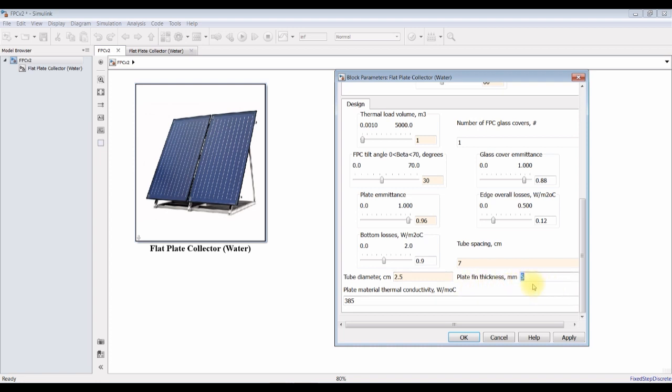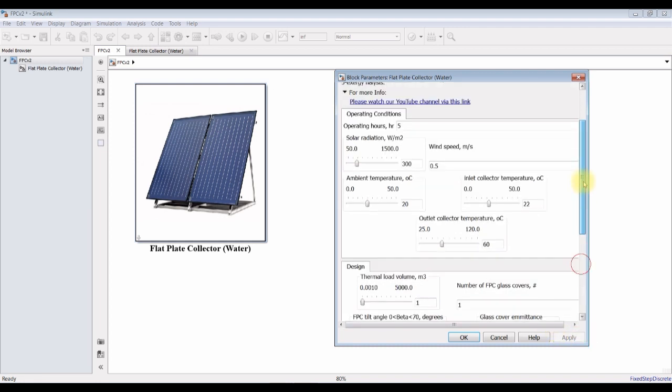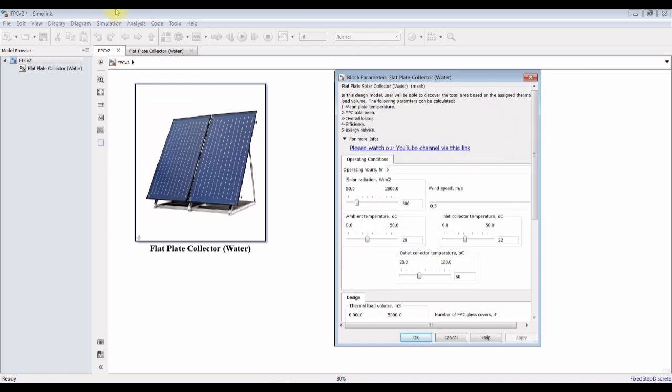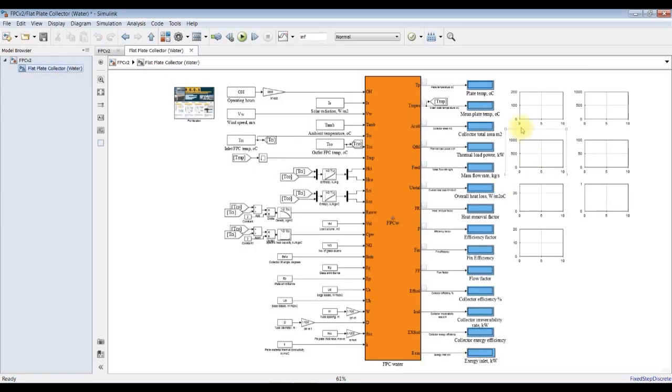Plate fin thickness, 5 millimeters. And material, suppose I'm going to use copper, therefore 300, 200, that's normal for good conduction, good conductivity ratios, and so on. Okay, let's go for dynamic modeling. Let's set run and see how it changes based on our selection.